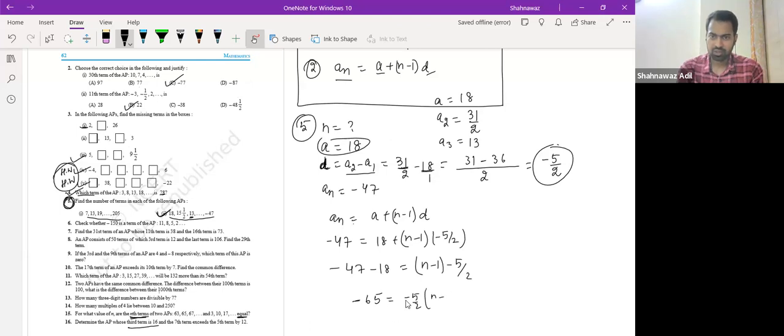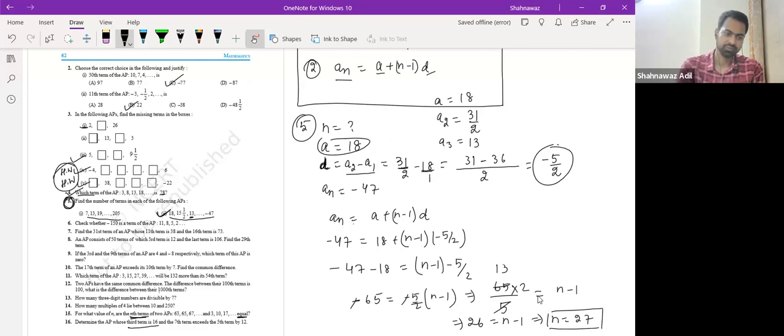So you see that this minus cancels out. Right. So this 5 is in the multiplication, so it will go into the division, and 2 is in the division, so this will go into multiplication. And this is how much? n minus 1. So this is 30, and 26 equals n minus 1. So n is 27. Right, guys? Yes, sir.